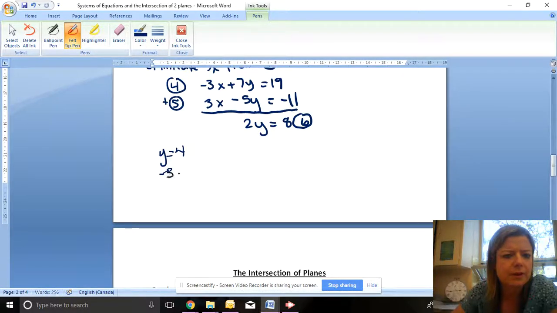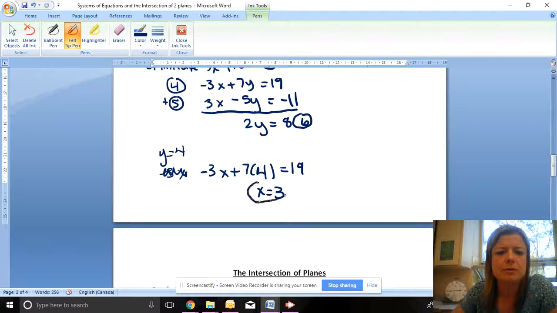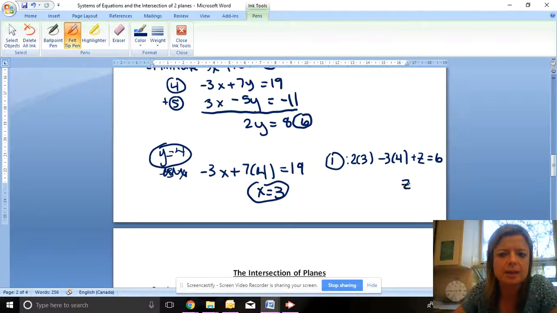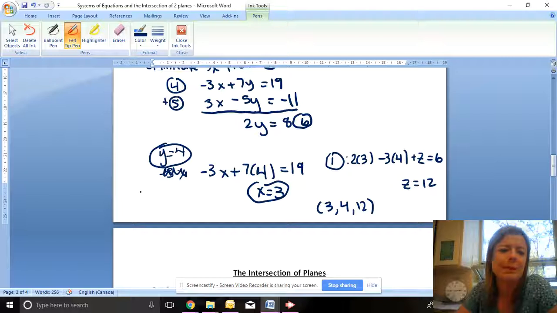So I know that minus 3x, sorry about that, let me just rewrite that. Minus 3x plus 7y, so 7 times 4 equals 19. So when you solve this, you get x is equal to 3. And then here I have x is equal to 3, y is equal to 4. And if you put those back into equation 1, you get 2 times 3 minus 3 times 4 plus z equals 6. So then you can solve z equals 12. So your solution then is 3, 4, 12. Just make sure you write it in the right order, x, y, and z.